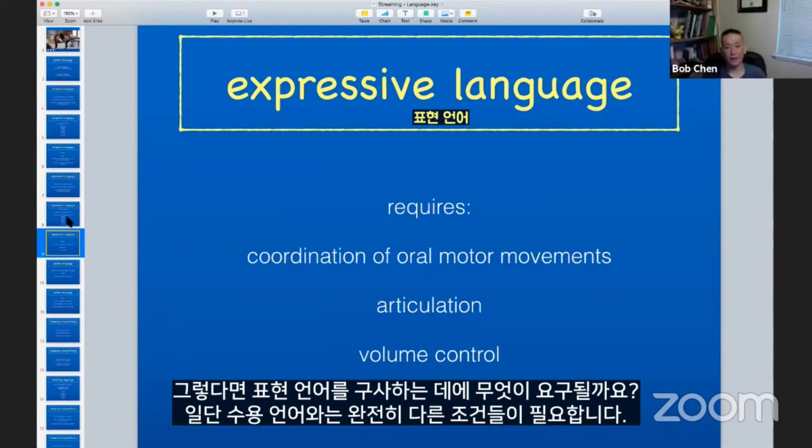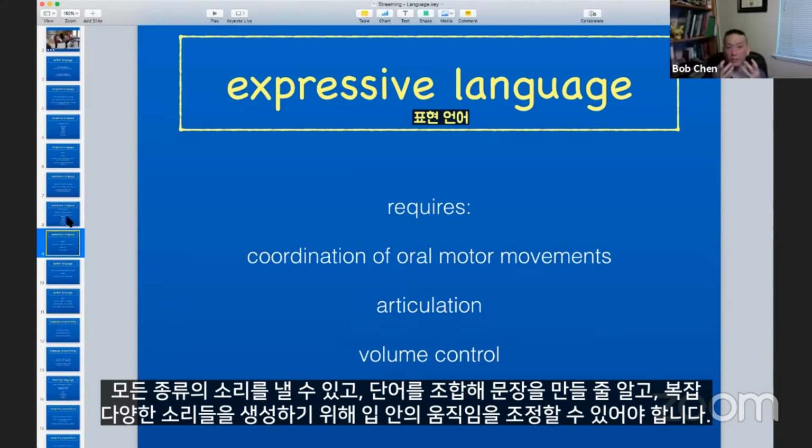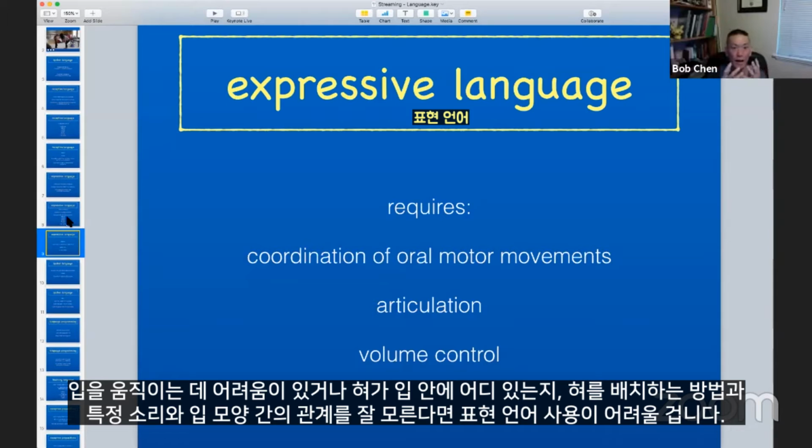So what does expressive language require? Well, it actually requires a whole different set of conditions than receptive language does. To be able to produce any kind of sounds, any forms, words to create sentences, you have to coordinate a whole lot of movement inside your mouth to produce a wide variety of complex sounds. If you have a hard time moving your mouth or a hard time knowing where your tongue is inside your mouth and how to place your tongue in relationship to the formation of your mouth to produce certain sounds, you're going to have a hard time doing any kind of expressive language.